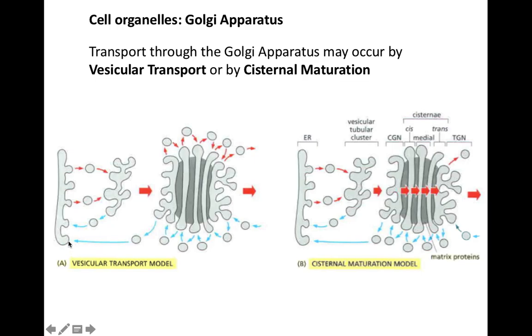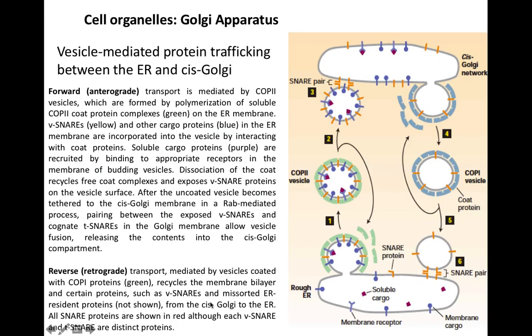This process is basically facilitated by some coat proteins. When these coat proteins take this vesicle from the ER towards the cis Golgi network, they are known as COP2 proteins. Basically, these vesicles are known as COP2 vesicles because they're coated with COP2 proteins. These COP2 proteins are basically coat proteins.